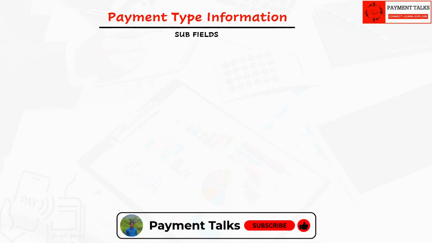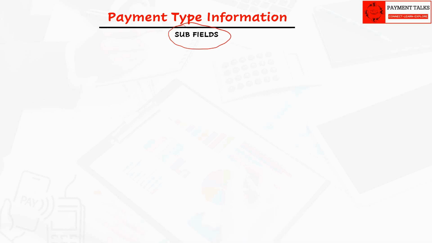Payment type info is a composite block made up of several distinct subfields. Each one carries a specific piece of instruction. Please note that all the subfields and this section itself are optional in both PAIN.001 and PACS.008. Let us walk through each one.